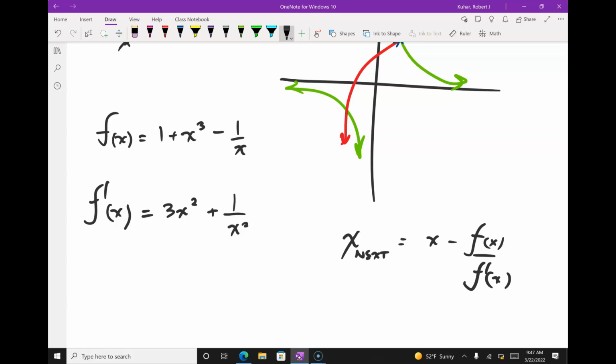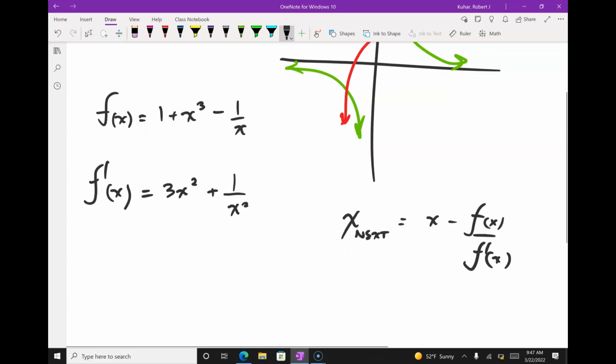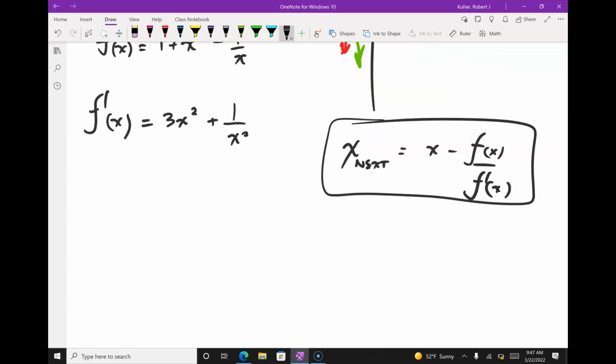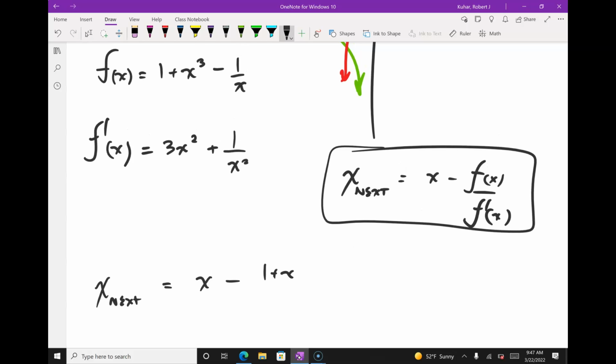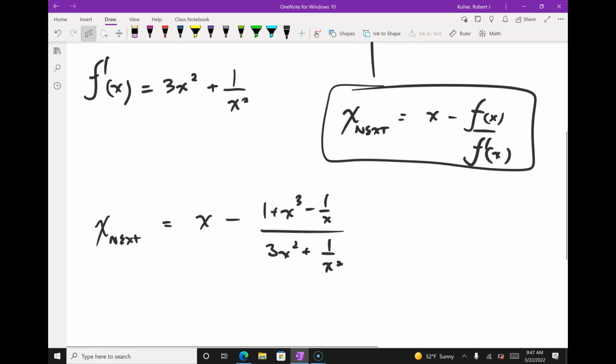Nice. I want to create my x next here using this formula, and I want to make it pretty, in quotes, because we all know some of us don't think this math is very pretty at all. But we want a nice function to deal with. So x next is going to be x minus, my function was 1 plus x cubed minus 1 over x, divided by 3x squared plus 1 over x squared. Are you with me? Not very pretty.